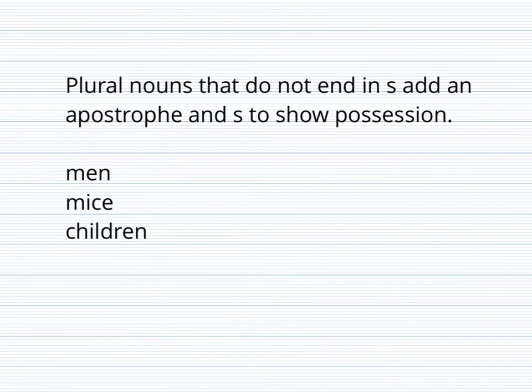What about when we have a noun such as men or mice or children that in the plural form does not already end in S? They're the irregulars that when they go from singular to plural, they don't just add S or ES. In this case, you add apostrophe and S, similar to the singular possessive.